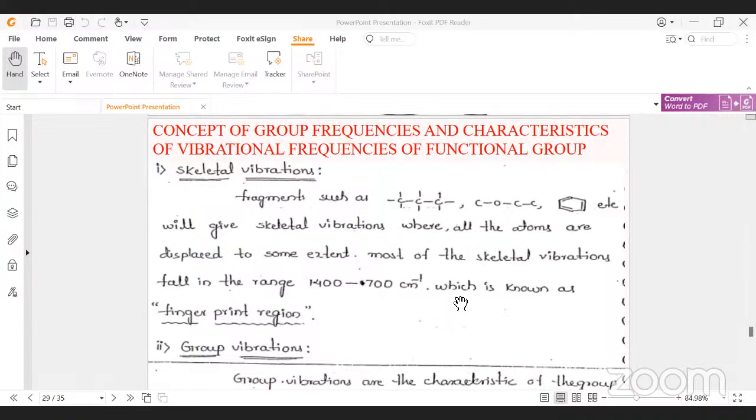What is the fingerprint region? The range is 1400 to 1700 centimeters inverse. We call it the fingerprint region.